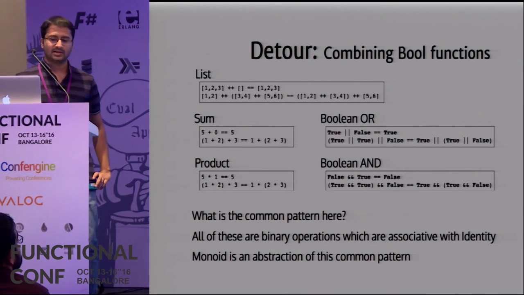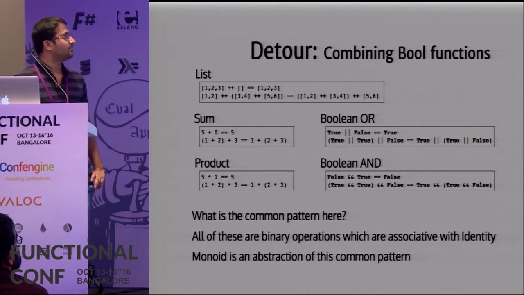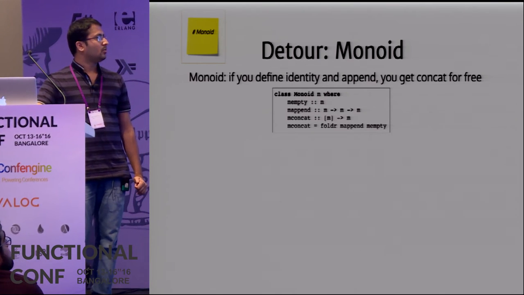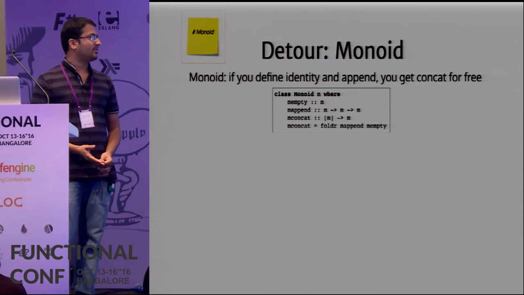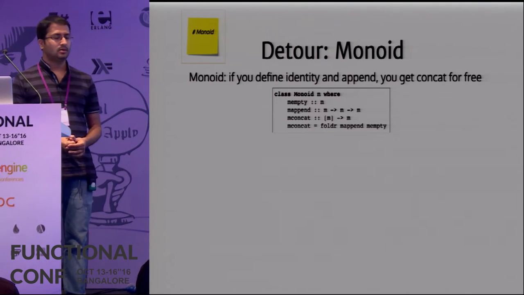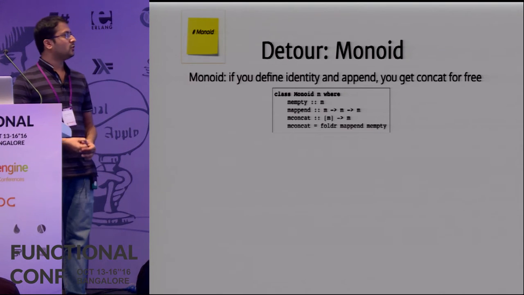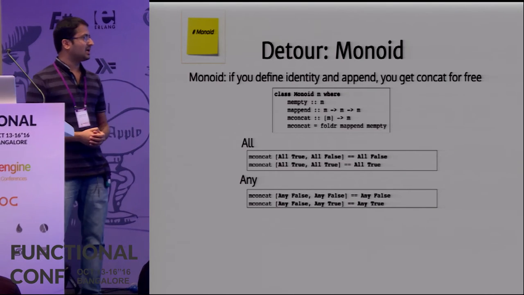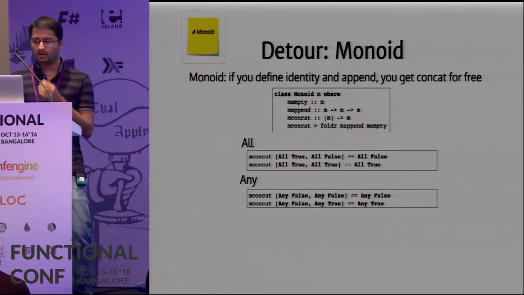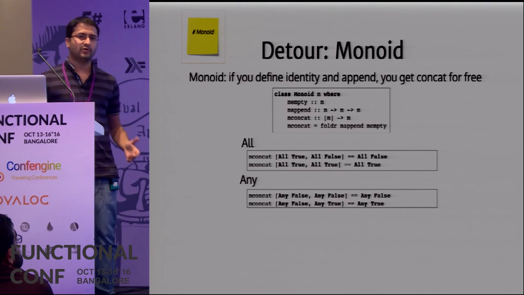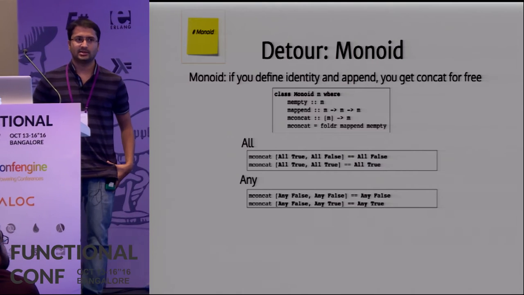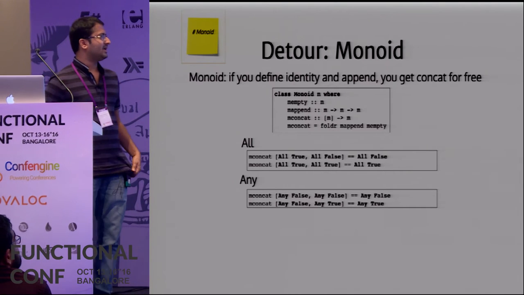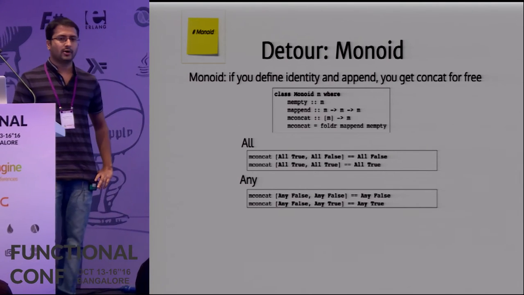Let's see how monoid helps us in combining functions that return Booleans better. The basic idea behind a monoid is this. Monoid is a type class, and if your class implements a monoid type class, and if you define what is identity, and if you define how to append two things, you get concatenation for free. It turns out some classes can have more than one monoid. For example, numbers have two monoids because the identity for sum is zero and the identity for product is one. Similarly, Booleans have two monoids, all and any. That's because the identity for an AND operation is true and the identity for an OR operation is false.